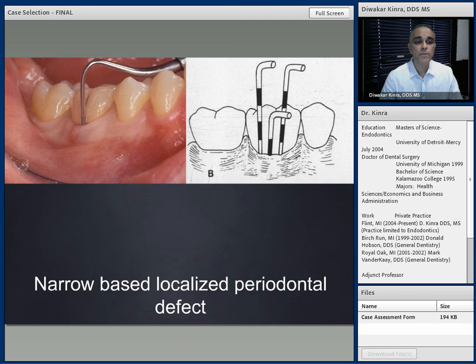Again, a periodontal probe helps me look for fractures beneath the gingiva. So I'm going to look for a narrow-based localized periodontal defect. I'm going to use a probe, and if it drops down all of a sudden in one area, I know that I have a problem there, and that endodontic treatment may not eliminate the cause. And again, that's not what we want to do.